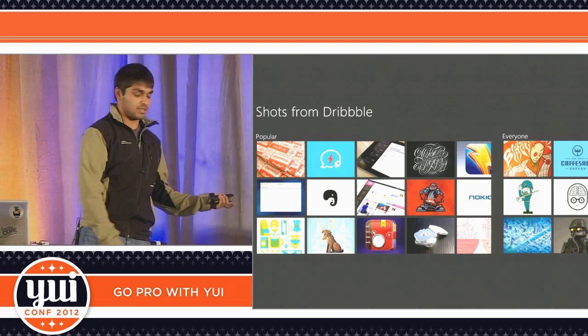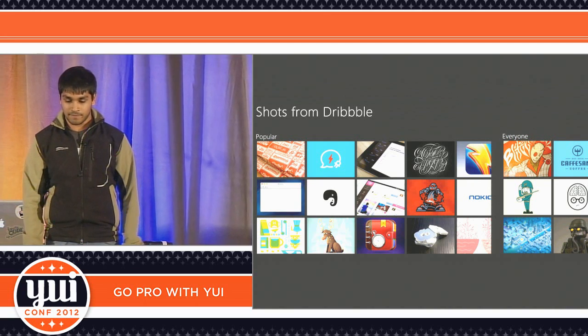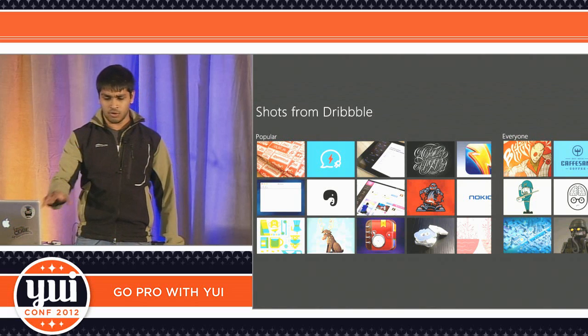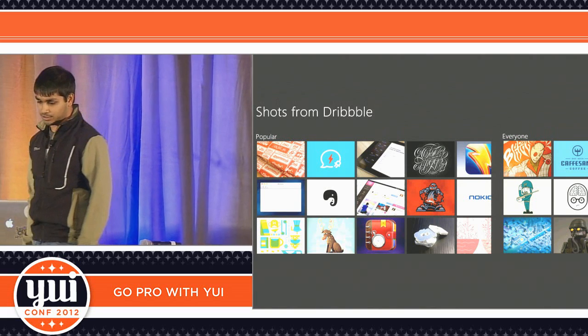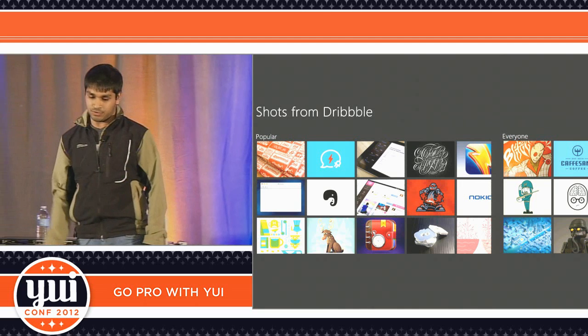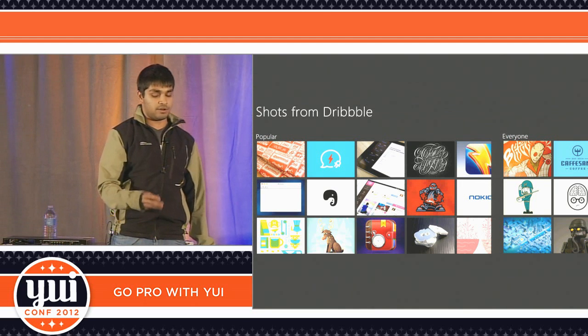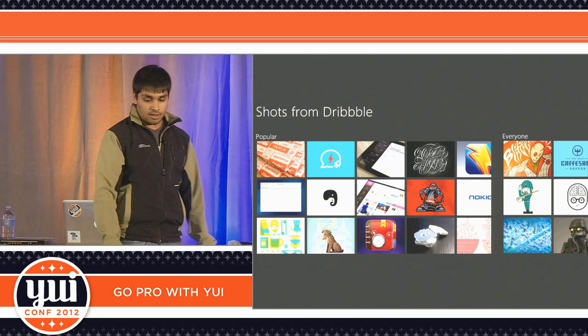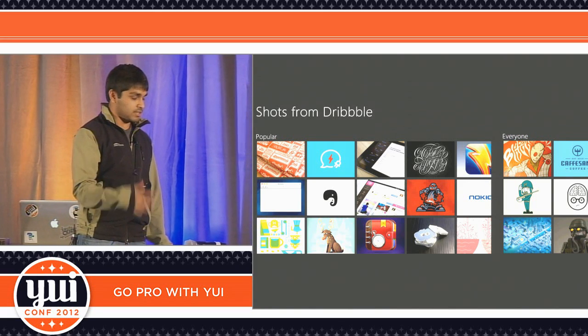So I really like it because it's a nice, colorful site. So I'm using the Dribbble API over YQL. And this is the homepage of the Win8 app that I'm going to show you. It essentially gets a bunch of images from Dribbble and groups them into 3 categories. You can only see 2 here: popular, everyone, and debut. And then you can click on one of these and get a detail view.